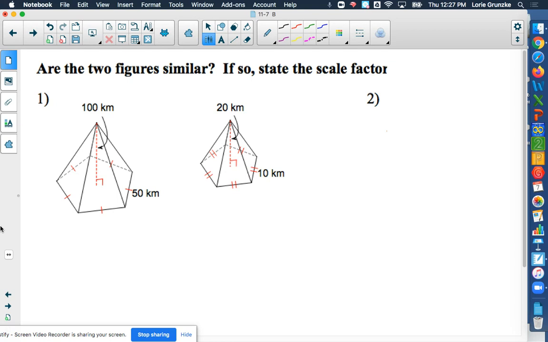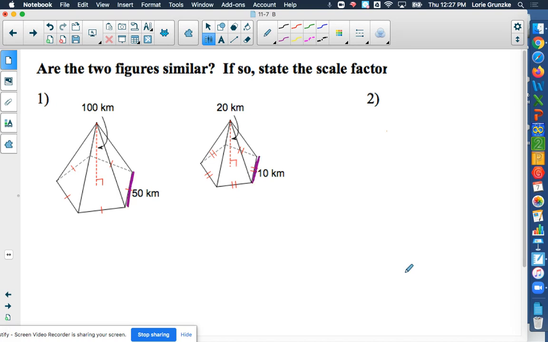This is a hard enough lesson to learn and explain, so I think I'm best doing a problem for you. It says, are the 2 figures similar? If they are, state the scale factor. To decide if they are similar, you have to write 2 ratios and see if it's a proportion. I got to choose a good color here today. I'll choose purple. So right here, I can see this 50 centimeter line.